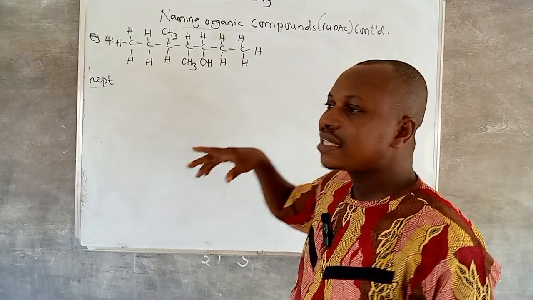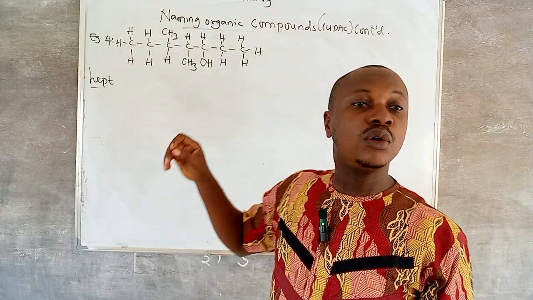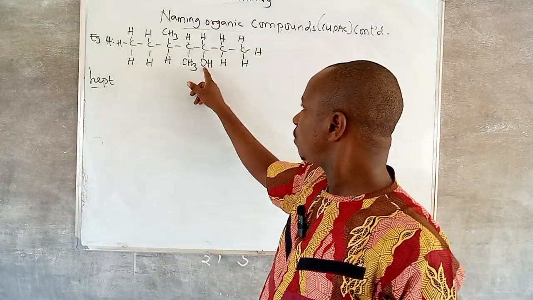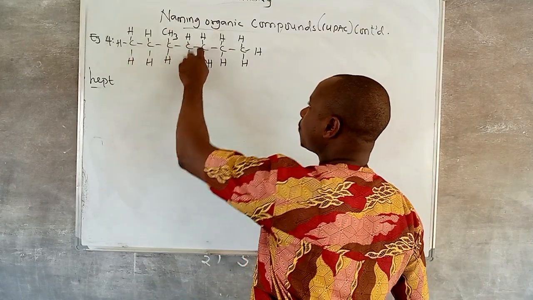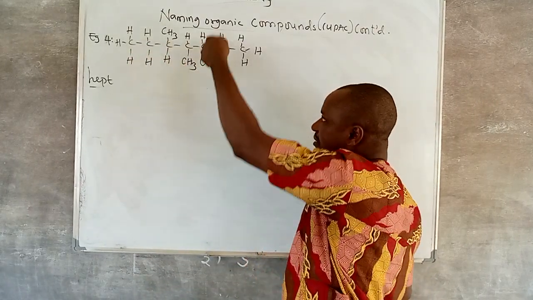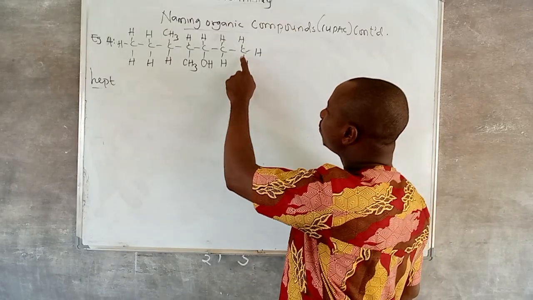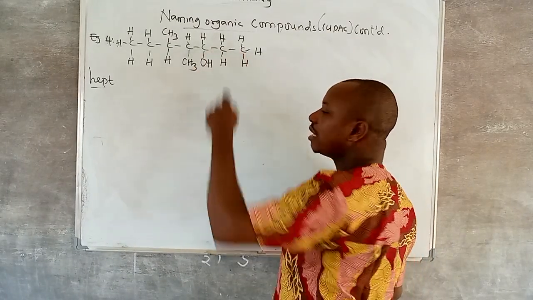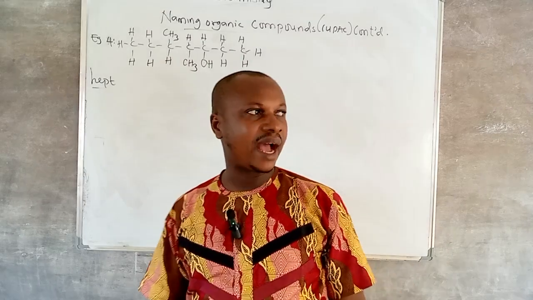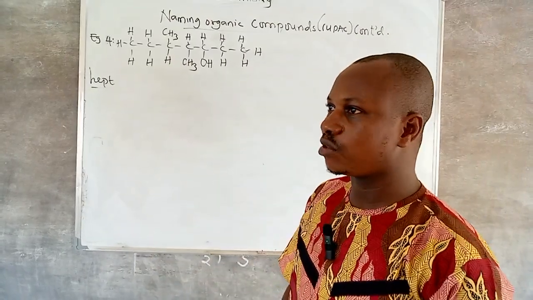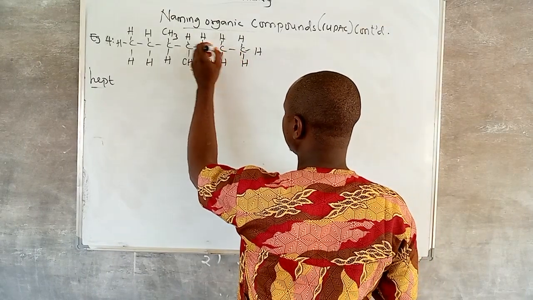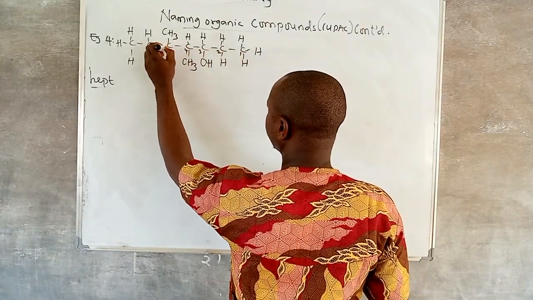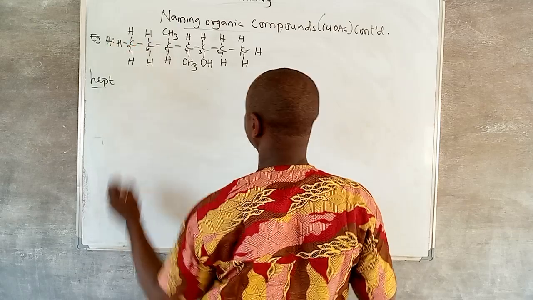So you will always start numbering from the side that gives you the closest number to this functional group. If we start here, 1, 2, 3, 4, 5, carbon number 5 has the OH, but if you start here, 1, 2, 3, carbon number 3 has the OH. So if I may ask you, where exactly can we start to number? It is from the back. 1, 2, 3, 4, 5, 6, and 7.